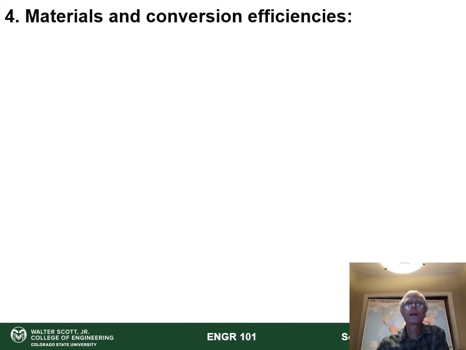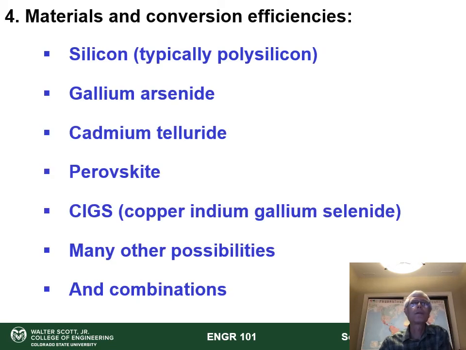So let's talk about efficiency, and let's talk about the different kinds of materials that can be used for photovoltaics. Here is a list of some of these types of materials. The one that we typically think of is silicon. For even higher efficiency at a higher cost, there is gallium arsenide. It is also a semiconductor, works very similar to silicon.